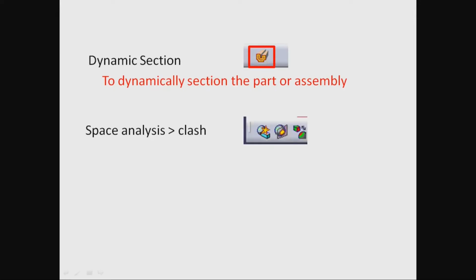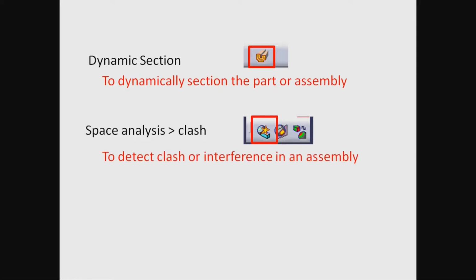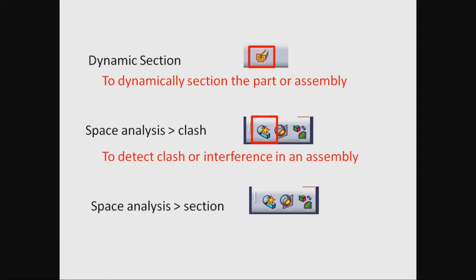Dynamic section: to dynamically section the part or assembly. Space Analysis, Clash: to detect clash or interference in an assembly. Space Analysis, Section: to study the cross-section of an assembly.